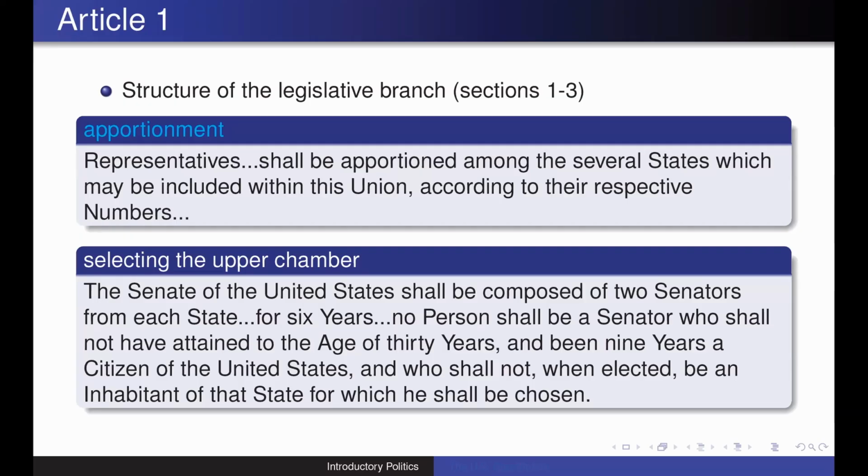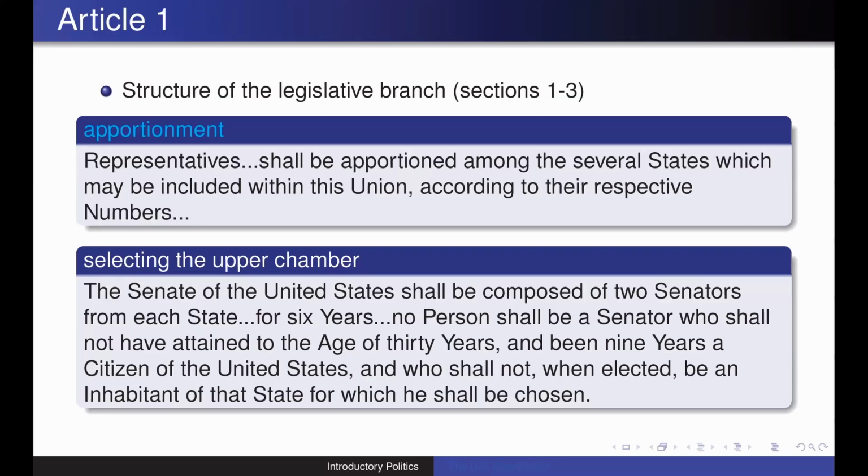Then, no person shall be a senator who shall not have attained to the age of 30 years and been 9 years a citizen of the United States, and who shall not, when elected, be an inhabitant of that state for which he shall be chosen. Again, we have the same idea here as we saw with the House. We have the qualifications of U.S. senators. They are the same three qualifications as we saw in the U.S. House of Representatives. There is an age qualification, a citizenship qualification, and a residency qualification.